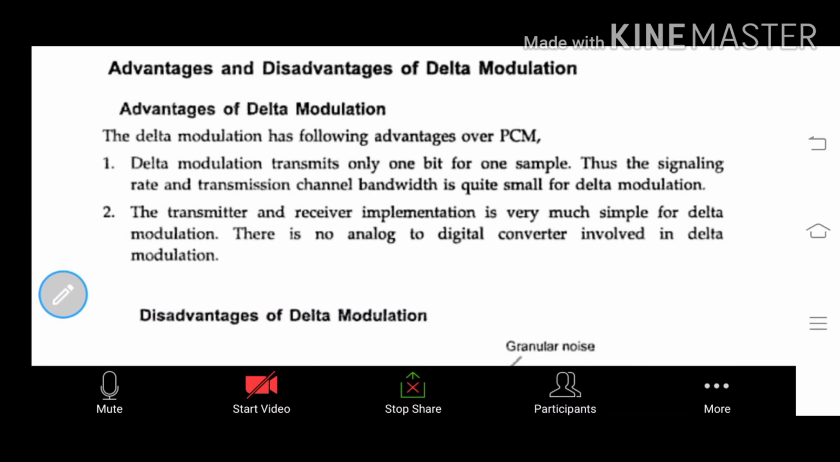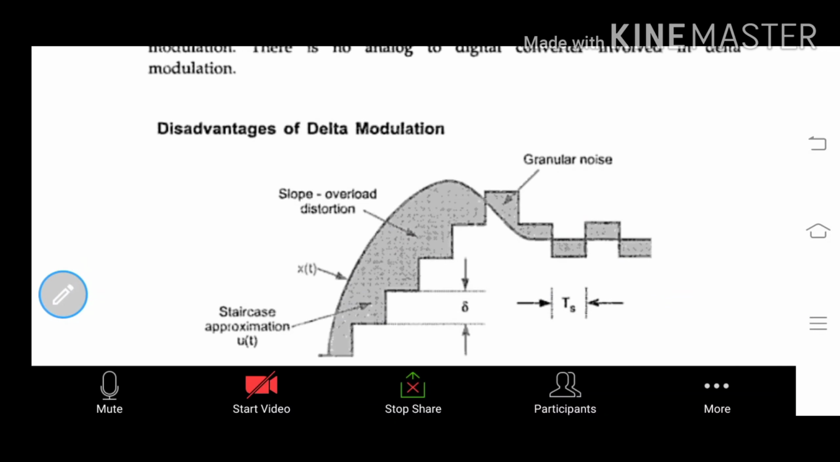So many advantages are available in delta modulation. Here, one by one, we can explain that delta modulation transmits only one bit for one sample, that is either 1 or 0. This means the signaling rate and transmission channel bandwidth are very small for delta modulation. And one more thing, the transmitter and receiver implementations are very simple for delta modulation.